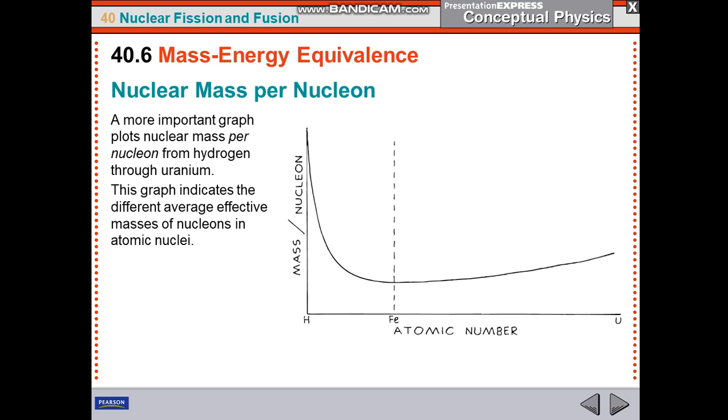Nuclear mass per nucleon. A more important graph plots nuclear mass per nucleon from hydrogen through uranium. This graph indicates the different average effective masses of nucleons in atomic nuclei. You can see the graph from hydrogen to uranium. This graph clearly shows the nuclear mass per nucleon.